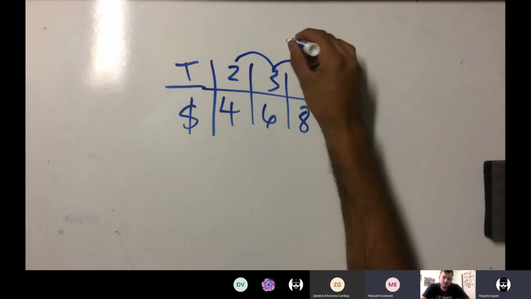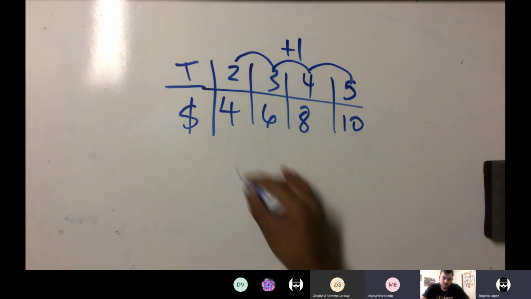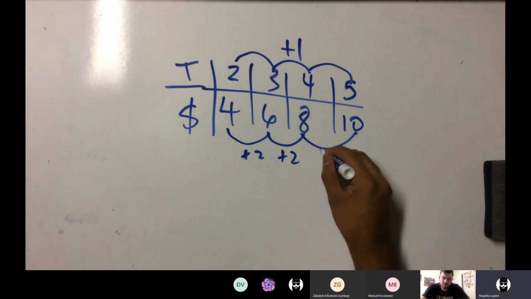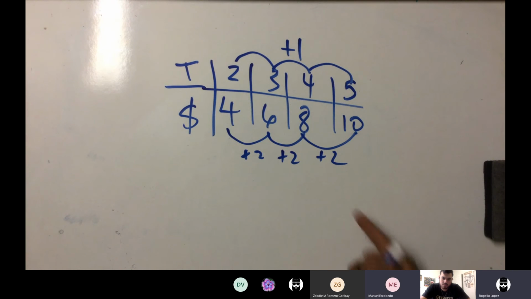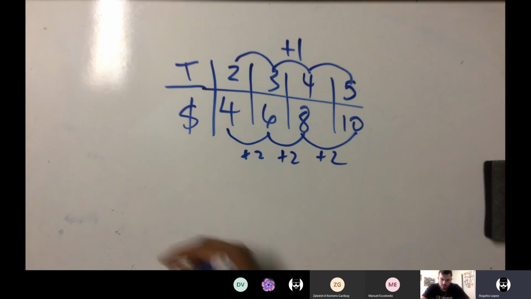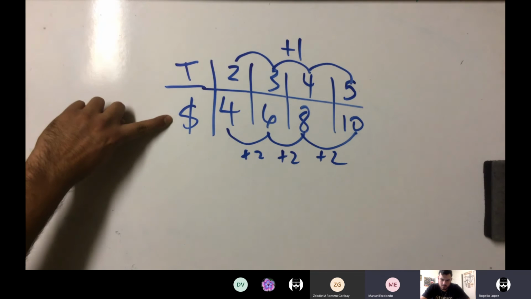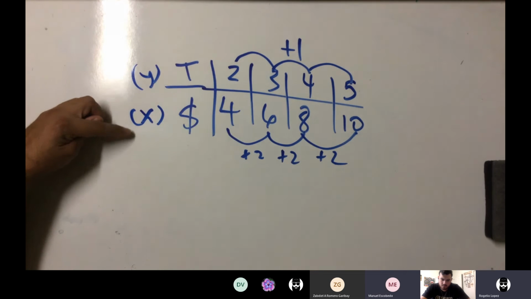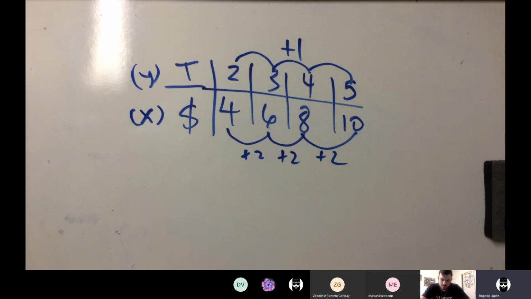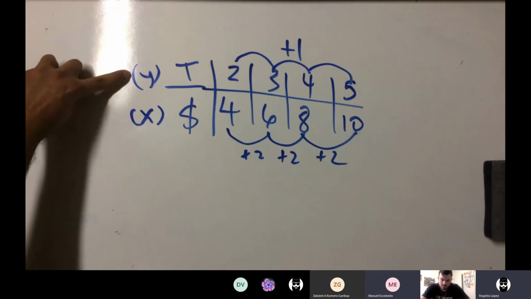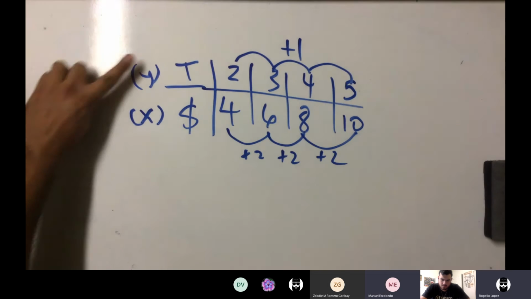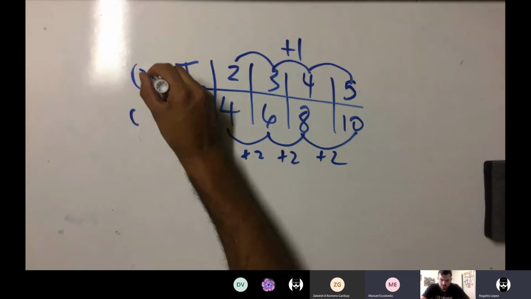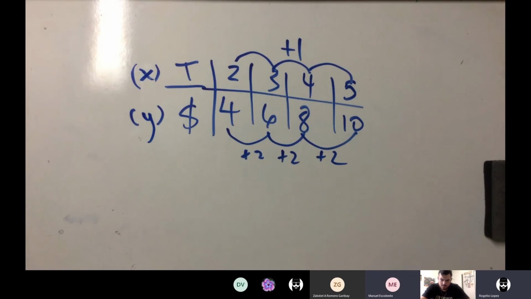Over here, it's going +1, okay? And over here, it's going +2 each time, +2, +2. So right away, I know my slope is going to be, remember, this is tickets and this is dollars. So this is going to be my X value and this is going to be my Y value. If you look at almost every graph, 99% of the time, Y is already on top for you. Right, wrong. This is going to be your X and this is going to be your Y.